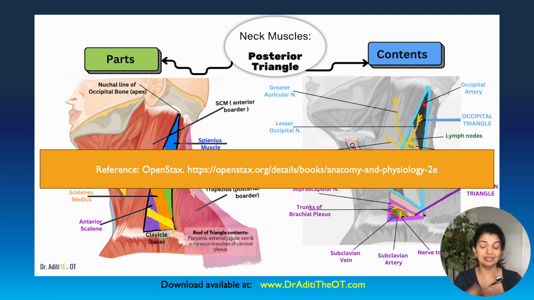So here is the mind map for the posterior triangle neck muscles. Again, it is available to download on my website if you're interested. If you would like a color-me version of this, like a coloring page version, do comment below and let me know. A few people have reached out to ask if I can make these mind maps into coloring pages. So if you're interested, do let me know. But this basically highlights the parts and then the contents of each of the triangles within the posterior triangle.